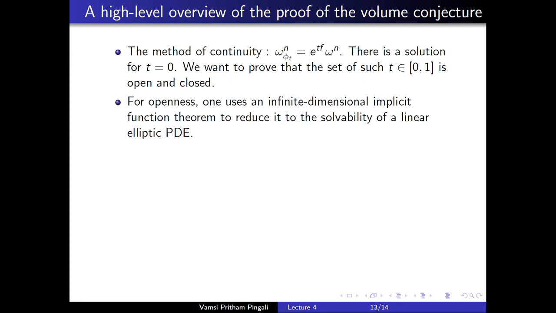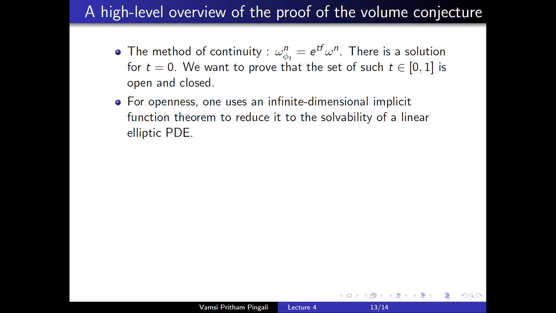So to prove it's open, what does that mean? Suppose you have a solution at t, you want to find solutions for nearby values of t, right? This sort of question should remind you of the implicit function theorem, right? If you have a function of two variables f(x, y), and if f(x_0, y_0) is 0, then for all nearby values of y, you have a solution x in terms of y, provided the derivative with respect to x is invertible, right?